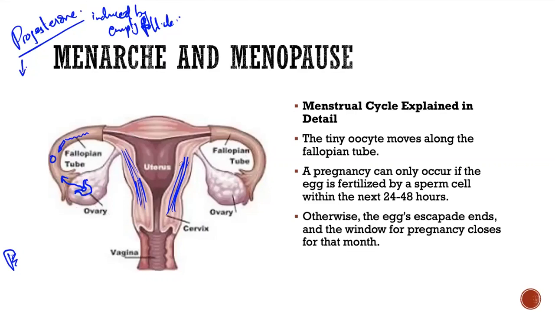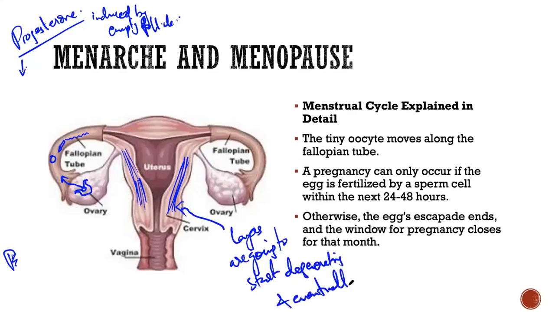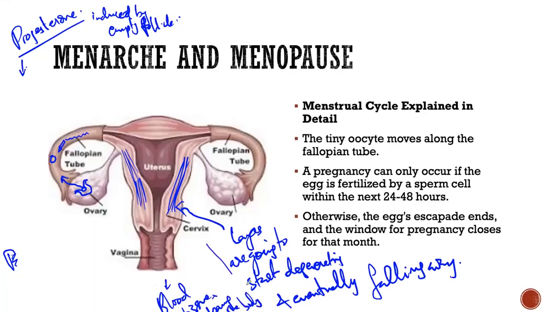and that means that the womb's padding that has been building up till now is going to start degenerating, and eventually these layers are going to fall away. So during the period, you will have blood, tissue, and other things leaving the body. This is approximately 4 days. Maybe 2 days, maybe 7 days. It really depends on each woman.